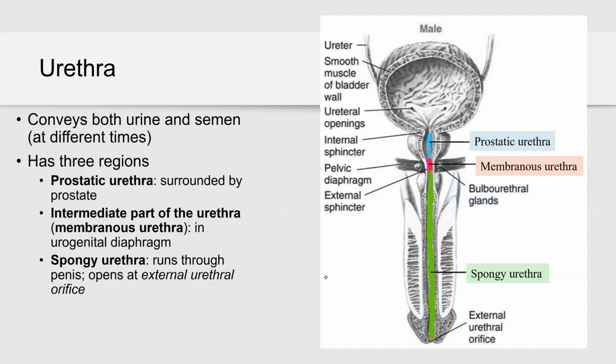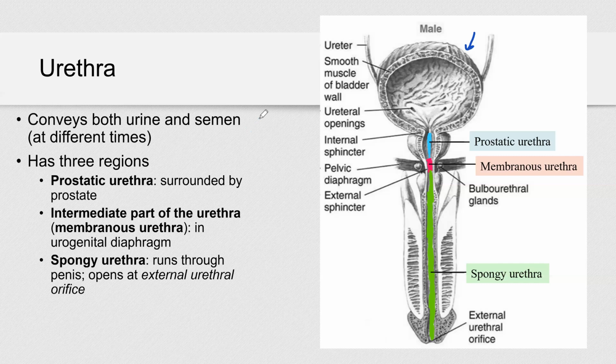Okay, and urethra. Male and female urethra are a little bit different, obviously, because the male urethra is longer, it's inside the penis. The female urethra is short. So these three regions of urethra are only related to the male urethra, not in females. In males, the urethra conveys both urine and semen, but at different times. So urine and semen never mix. The male urethra has three regions: prostatic, membranous, and spongy.